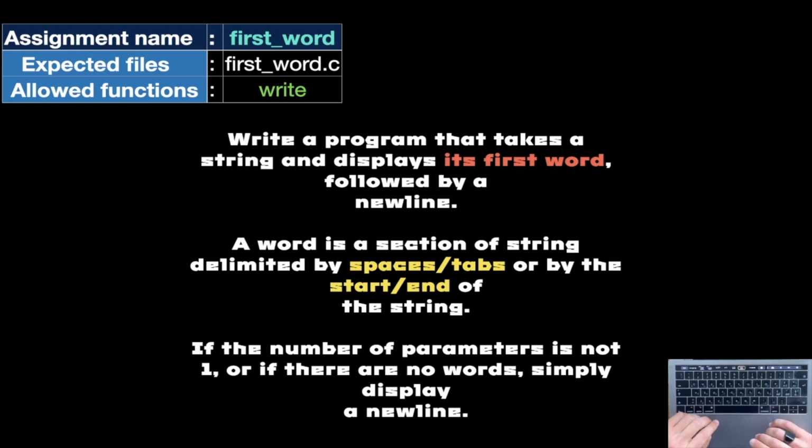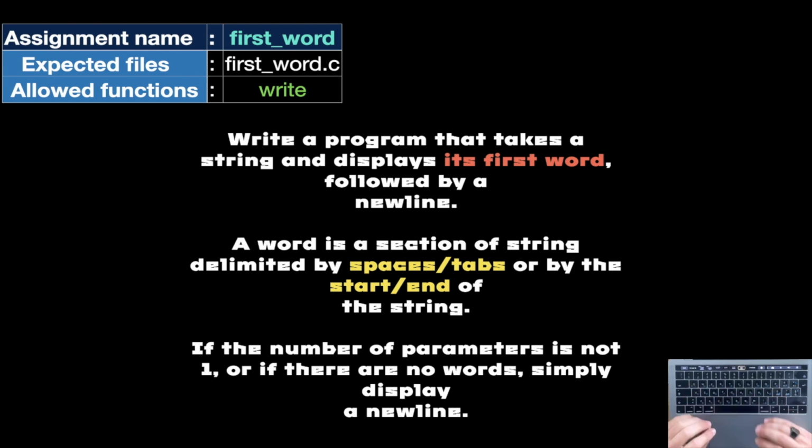Alright, my friend, we are gonna resolve the first word problem. Basically, we have to write a program that takes a string and displays its first word, followed by a new line. A word, what is a word? Well, it is a section of string delimited by spaces and tabs, or by the end of the string, of course. If the number of parameters is not 1, or if there are no words, simply display a new line.